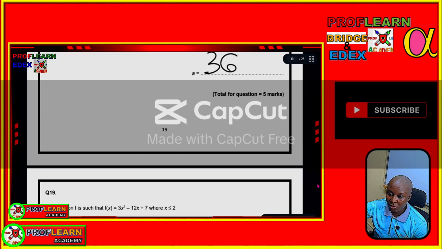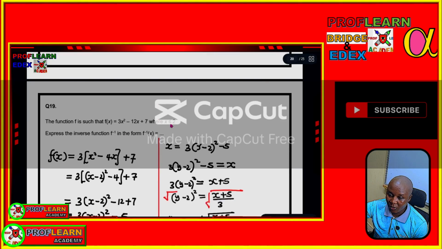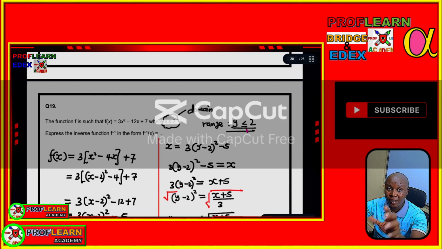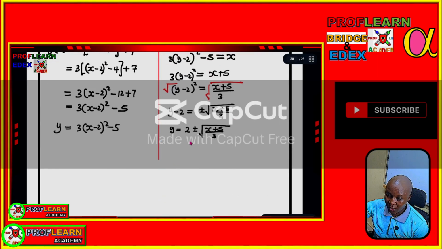But I'll take you back to this particular part here. Whatever we are having here is called the domain. Now the domain of the function becomes the range of the inverse. So the range of the inverse is going to be y is less than or equal to 2, because the domain here is x is less than 2. So if you look at that, what sign should we have so that we can have y less than 2 or equal to 2?